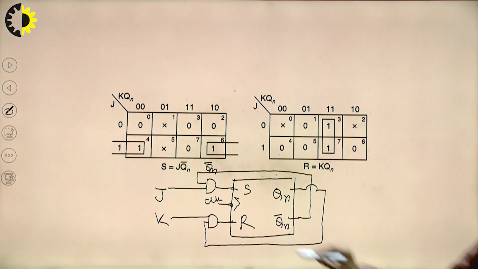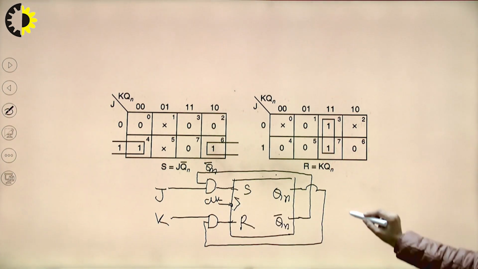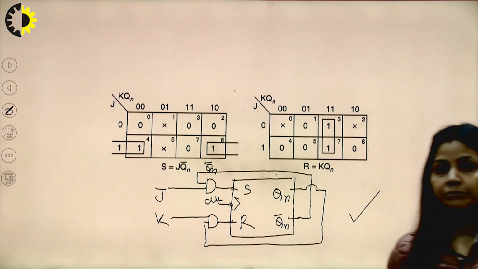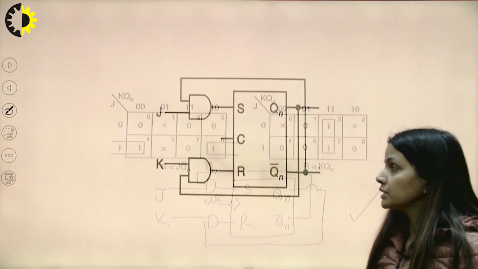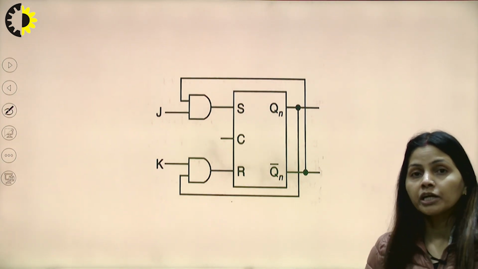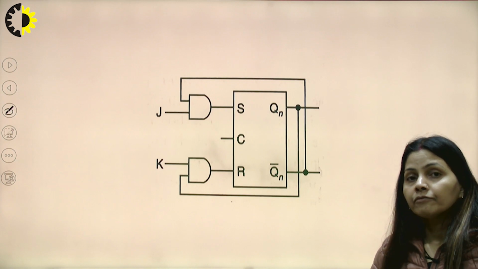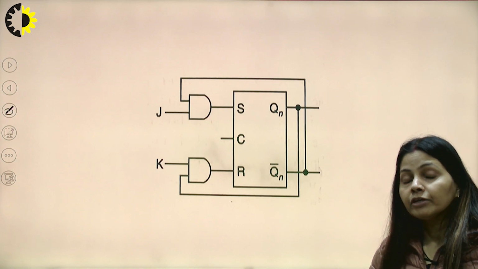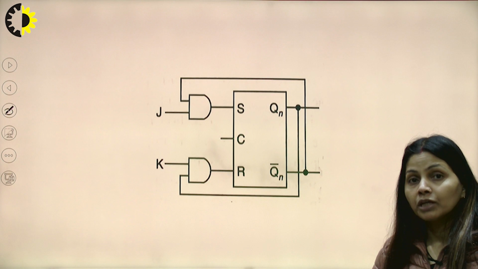So here the JK flip-flop has been converted to the SR flip-flop. SR flip-flop has been converted to JK flip-flop. So the procedure is very easy. First of all, we need to write the truth table.